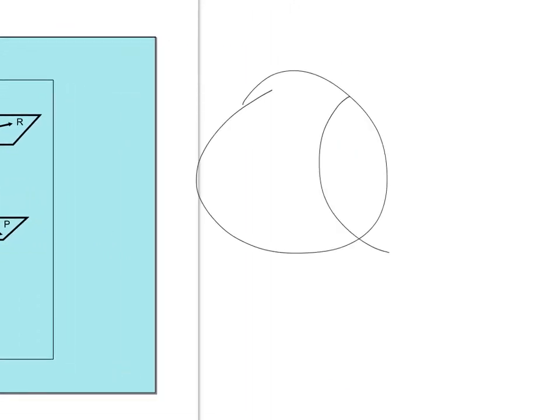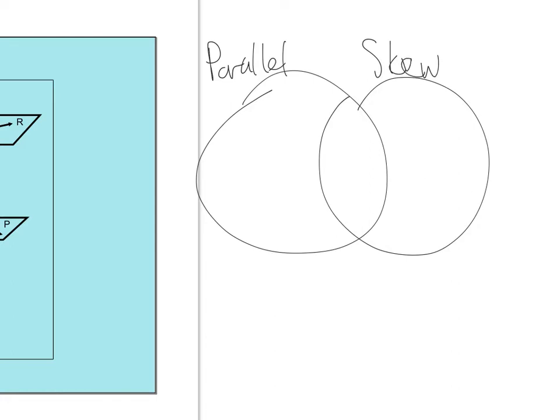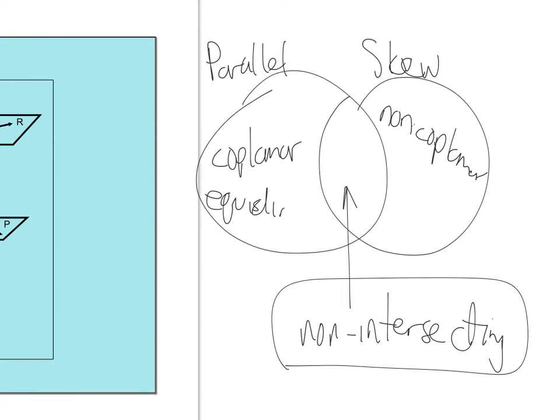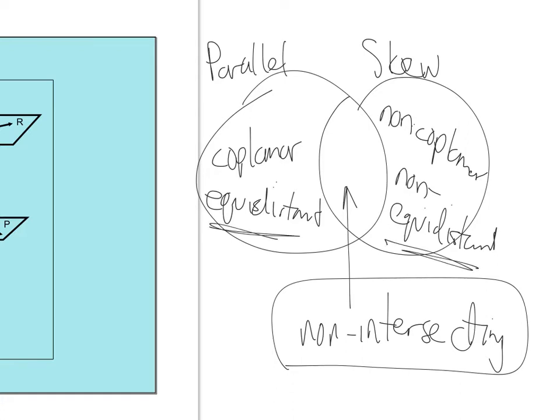So thinking about this with a Venn diagram, in the world of parallel and skew lines, the only thing that goes in the middle is that they are non-intersecting. That's the only thing they have in common. Parallel lines are coplanar and equidistant. Skew lines are non-coplanar and non-equidistant. Make sure you have that difference distinguished and keep those straight.